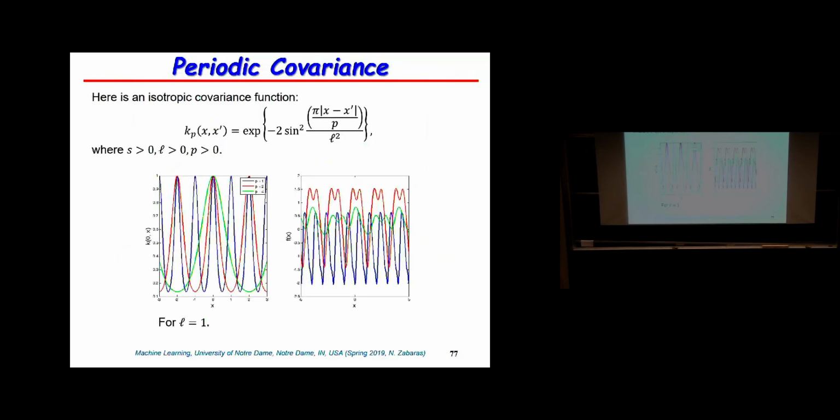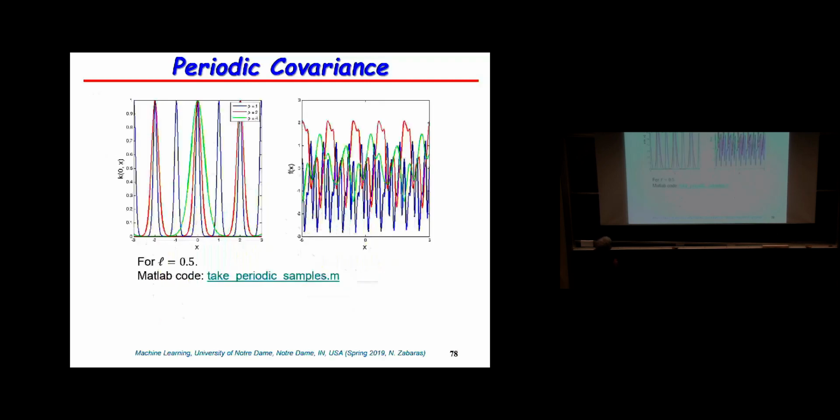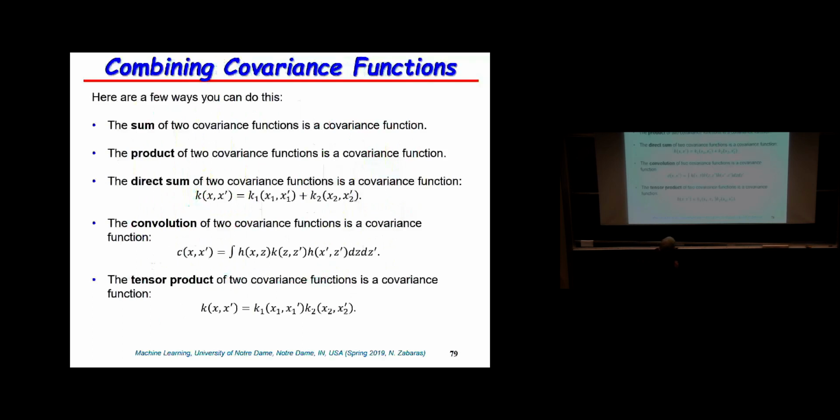This is a kernel that allows you to model periodic functions. So in your kernels, you want to put any information you have about the type of functions you want to model. If you want to model periodic functions, there are kernels that allow you to embed this information. So the prior functions that you get are periodic. And everything we learned when we discussed kernels is obviously applicable to Gaussian processes.